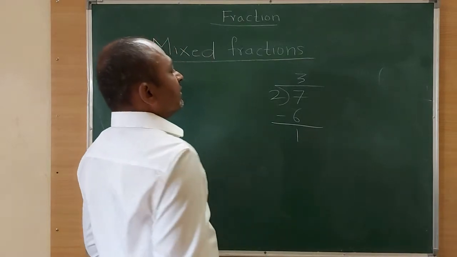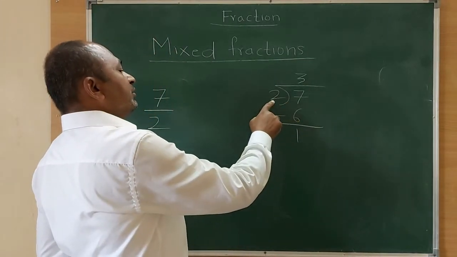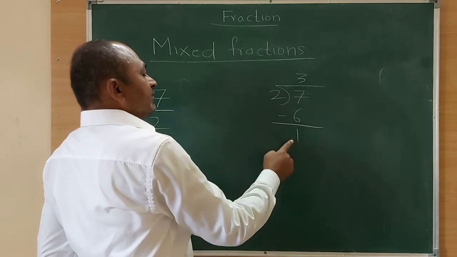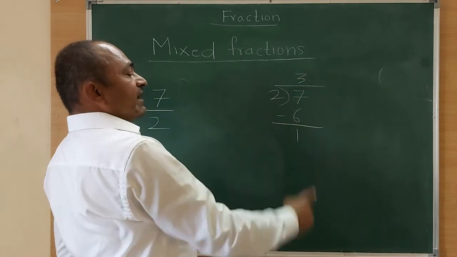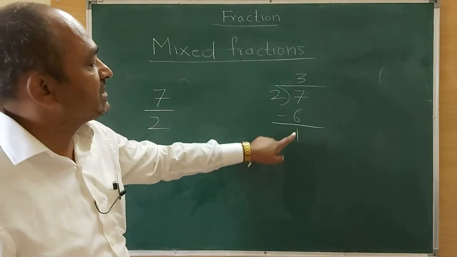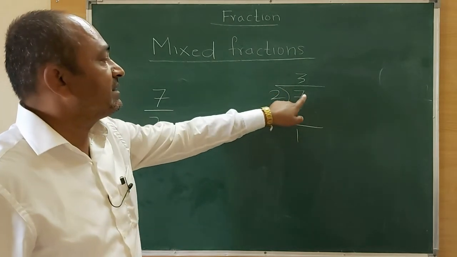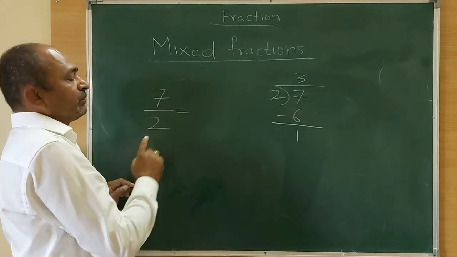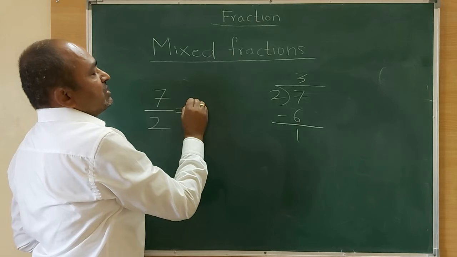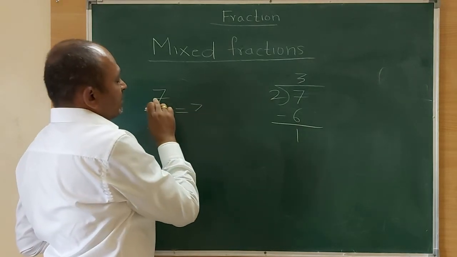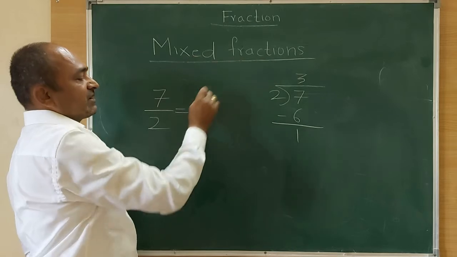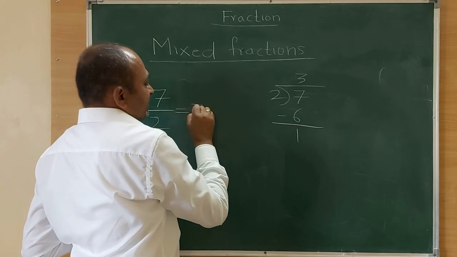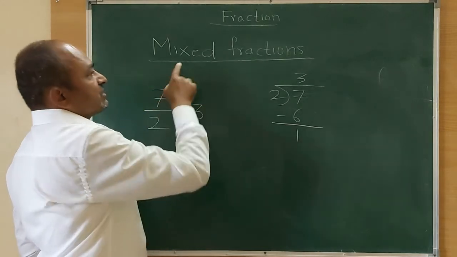7 minus 6 is 1. So if we divide 7 by 2, here 7 is the dividend and 2 is the divisor. We get 3 as the quotient and 1 as the remainder. This is the quotient, this is the remainder, this is the divisor, and this is the dividend. So how do we write 7 upon 2? We want to convert this improper fraction into a mixed fraction. Whatever quotient we get, we write it as the integer part of the mixed fraction.